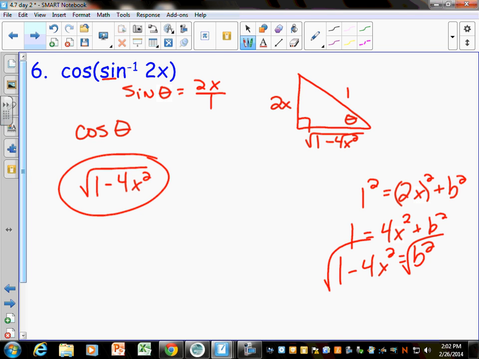Yeah, so this is always theta. So just like on the other problem we've been doing, you do the inside part first. The inside part's always going to be whatever theta is. So then we just do cosine. Cosine is adjacent over hypotenuse. Adjacent is square root of 1 minus 4x squared. Hypotenuse is 1. We don't leave our answers over 1.